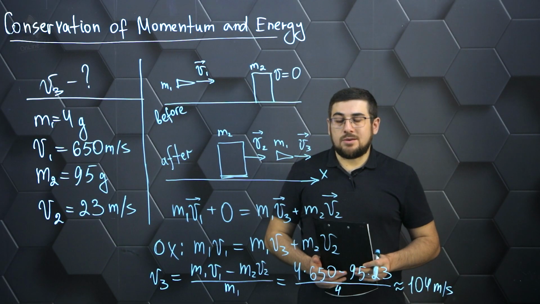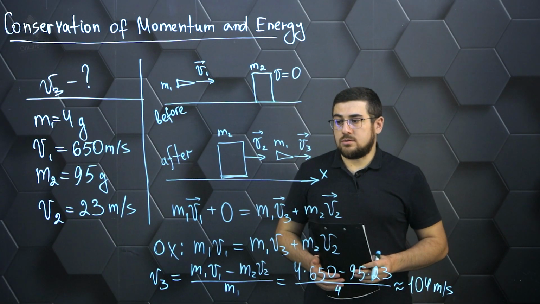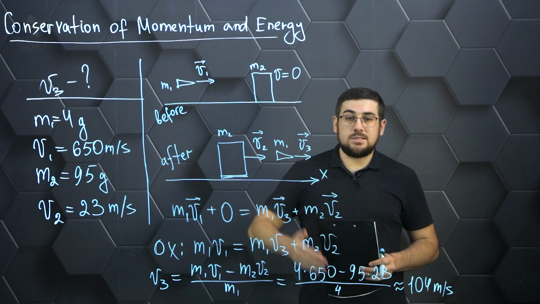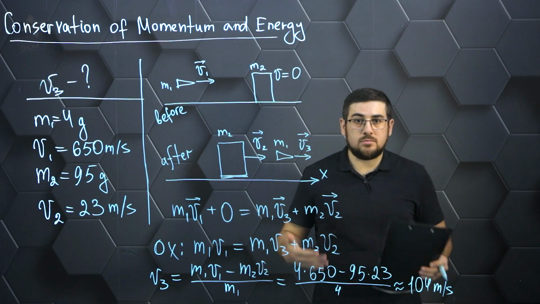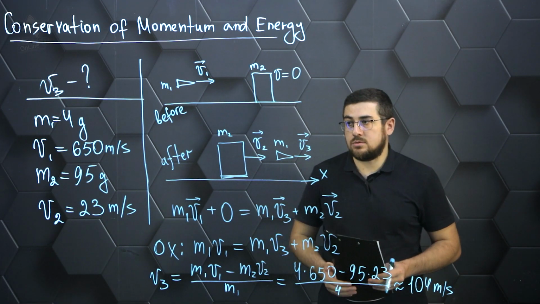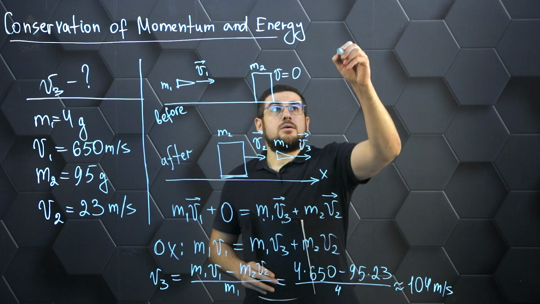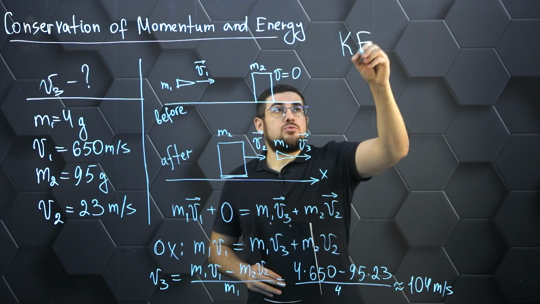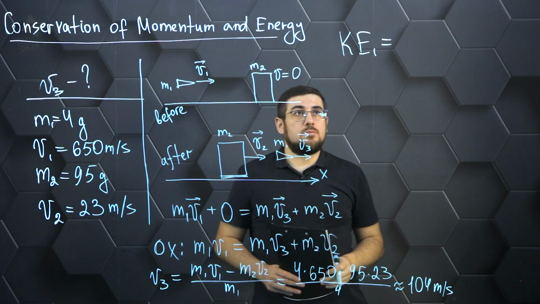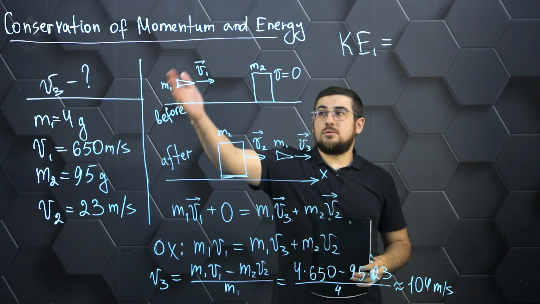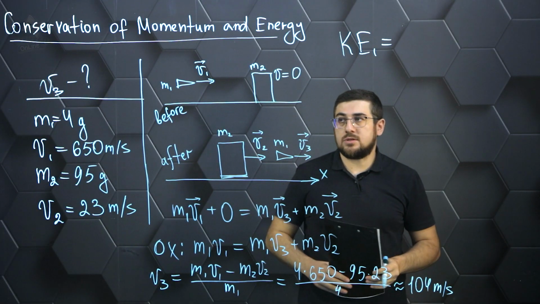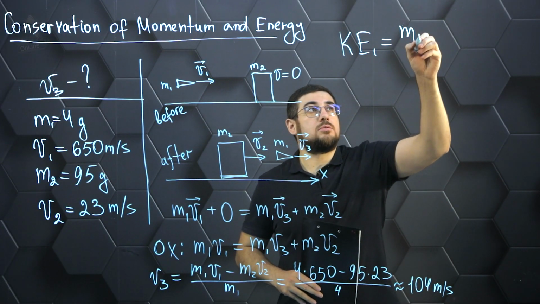And now our task is to check it with calculations. Let's calculate the value of the energy of the system before the impact and after the impact, and actually check our statement. So the kinetic energy of the system before impact, let's denote it like this, is the energy of the bullet. As we can see, only it was moving before the interaction. So let's calculate this energy.